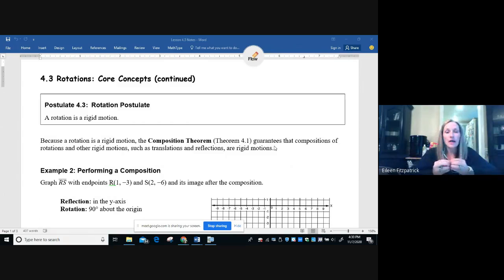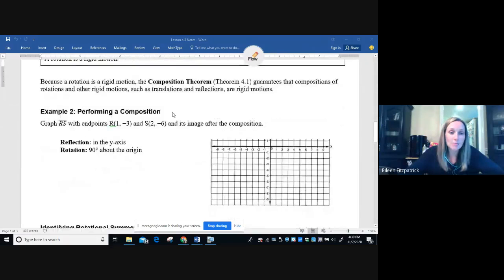So again, that just means that if you perform a rotation with a translation, or a rotation with a reflection, or a rotation, translation, and a reflection, because all three of them are rigid motions, your result is still going to be a rigid motion, right? You're still going to be left with a shape that's the same size, same shape as the original. It's just going to change location, but angle measure is preserved and distance is preserved, okay? So we're going to practice performing a composition.